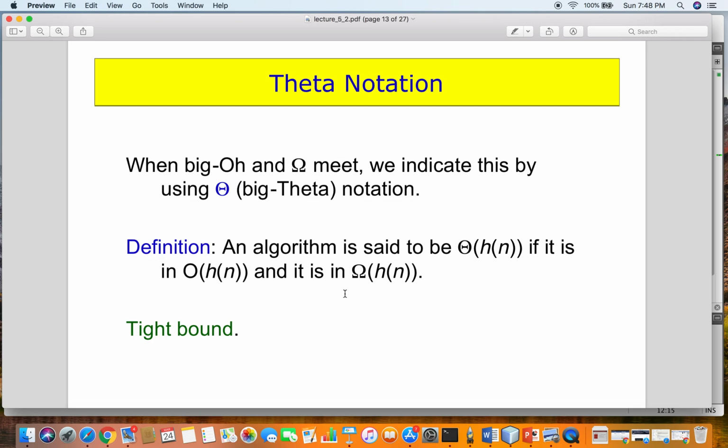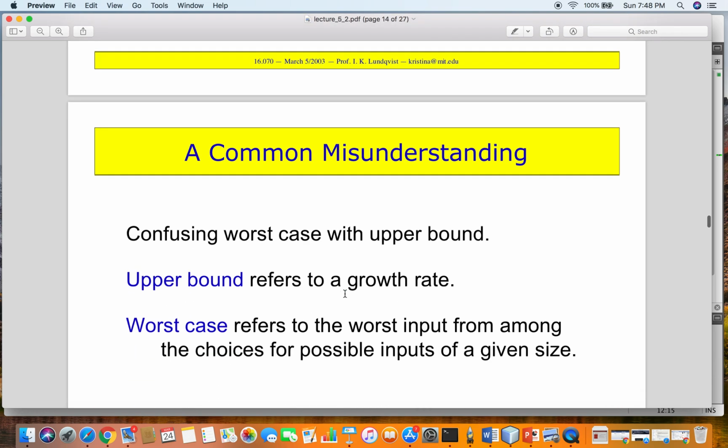So theta notation. When big O and omega meet, we indicate this by using big theta notation. The definition is, an algorithm is said to be theta of h(n) if it is O(h(n)) and it is in Omega(h(n)). So that is the tight bound.